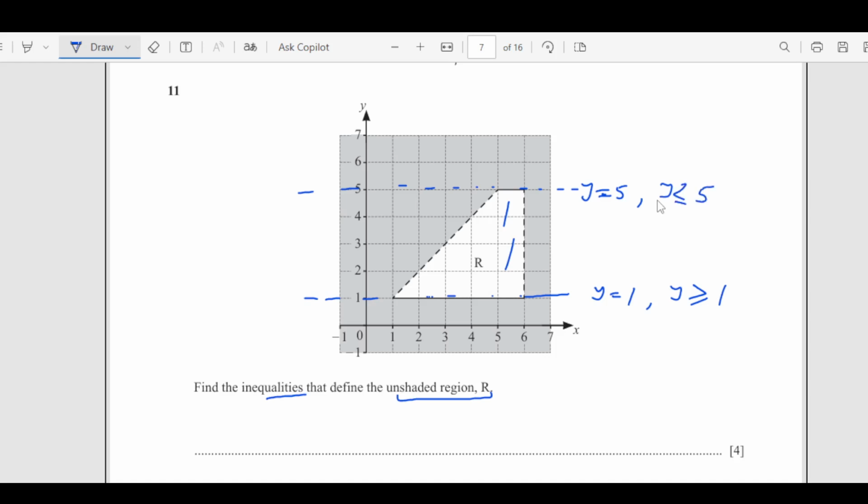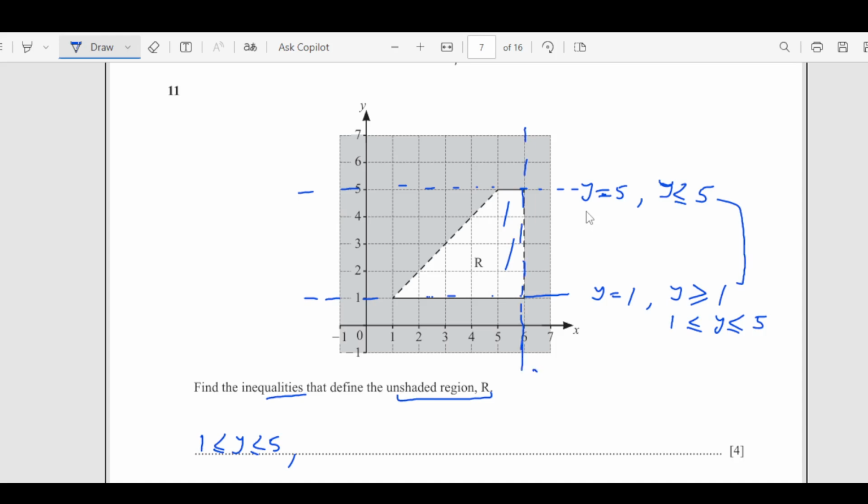Right. So if we combine these two, this can be written as 1 less than or equal to y, and y is again less than or equal to 5. So this is one inequality, we can write down 1 less than or equal to y less than or equal to 5. So these two lines are done. Now we will see the vertical line here.